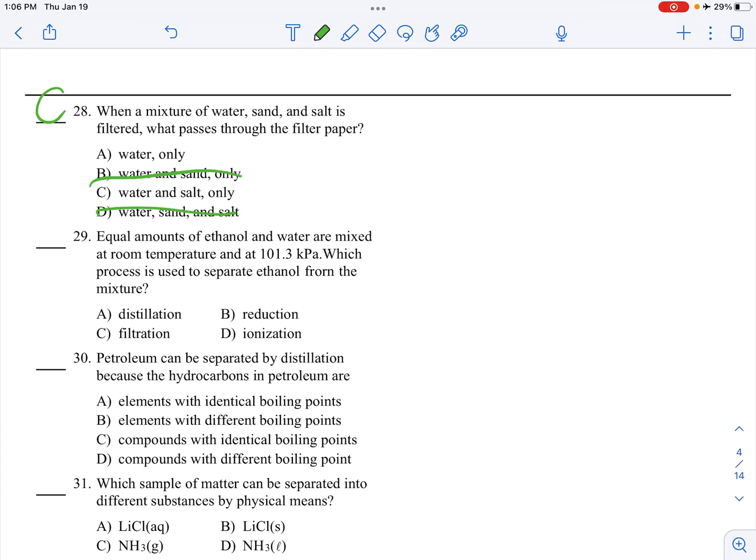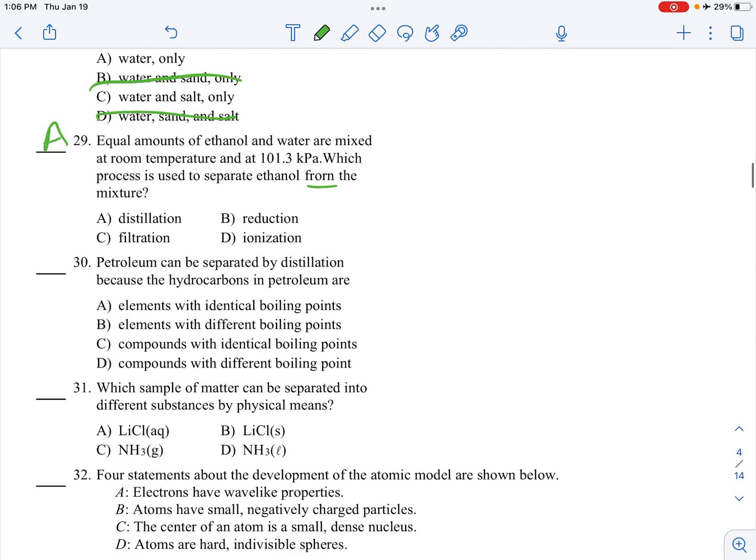Equal amounts of ethanol and water are mixed. Which process is used to separate ethanol? Whoa. Look at that misspelling. That's weird. So that is called distillation. That's a straight up definition. Distillation is separation of a mixture of two liquids based on boiling point.